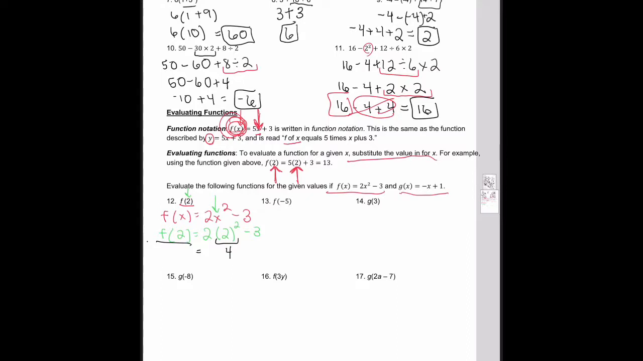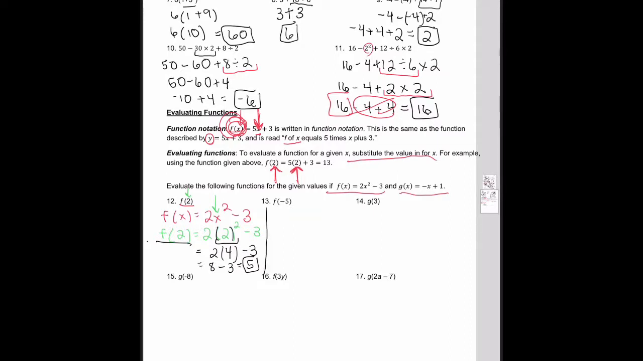Okay, and notice these parentheses here. Remember, parentheses are another way of saying multiply. So we are going to multiply this 4 to the 2 out in front. Okay, well, 2 times 4 is 8. 8 minus 3 will give us 5. So f of 2 equals 5.